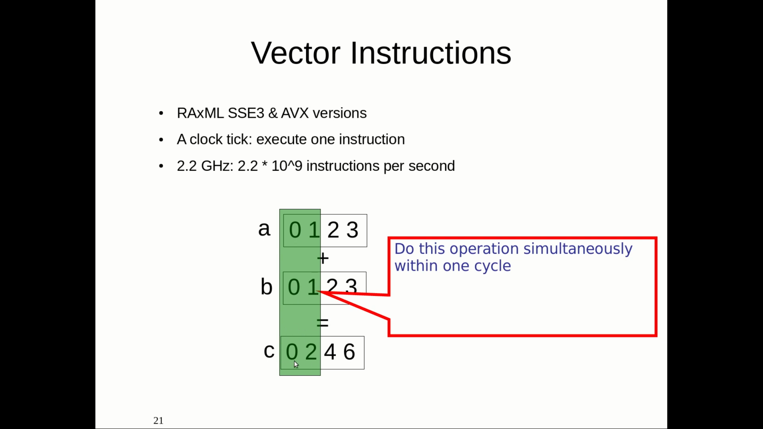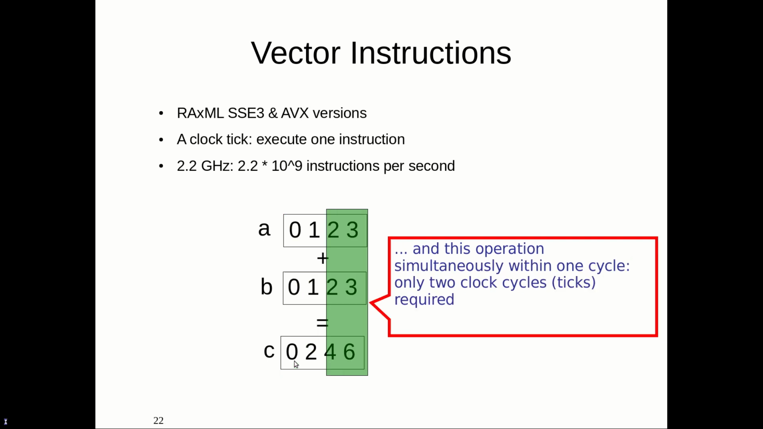So I can do this operation simultaneously in one cycle, and adding the elements of the second half of those vectors can also be done in one cycle. So here, instead of requiring 1, 2, 3, 4 cycles to do this operation, with a vector unit of size 2 we actually only need 2 cycles to complete it. So it kind of became twice as fast.